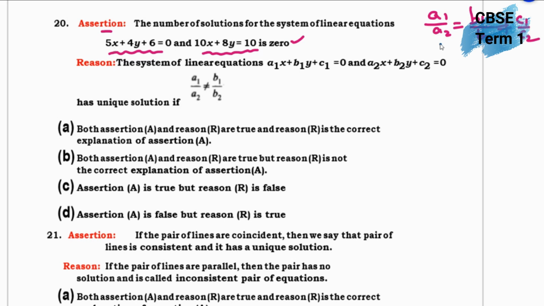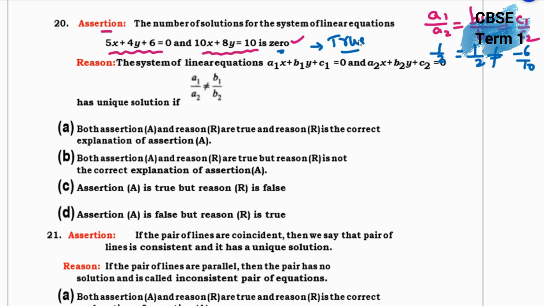5 by 10 is 1 by 2, a1 by a2 is 1 by 2. 4 by 8 is also 1 by 2, which is b1 by b2, but is not equal to c1 by c2, which is minus 6 by 10. So clearly these lines are parallel, and the number of solutions for parallel lines is 0. So the assertion statement is true.